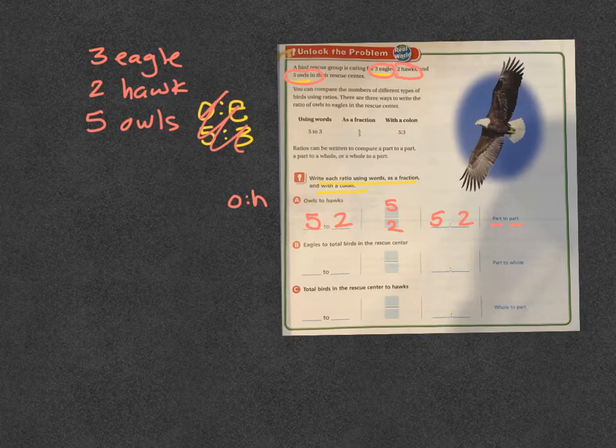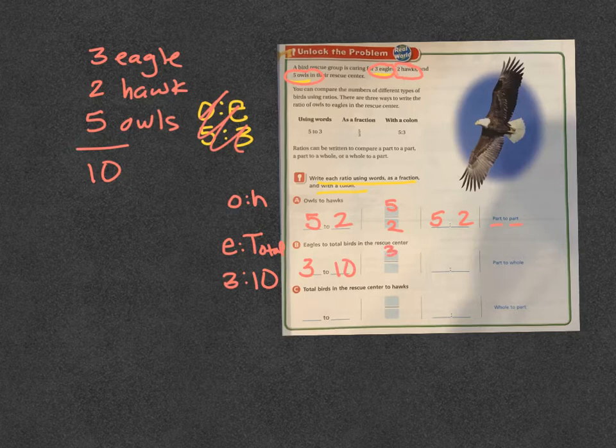All right, what about this next one? They want us to compare eagles to total birds in the rescue center. Let's do the initials. Eagles to total. Okay, I know the eagles are 3, but wait a minute here. There's nothing that says total in the rescue center. Oh, okay, well, let's just add those together. These are all the birds that are there. There's 3, 4, 5, and then 5 more are 10. Total birds in the rescue center. Yeah, that's it. 3 to 10 ratio, a part compared to a whole, a total.